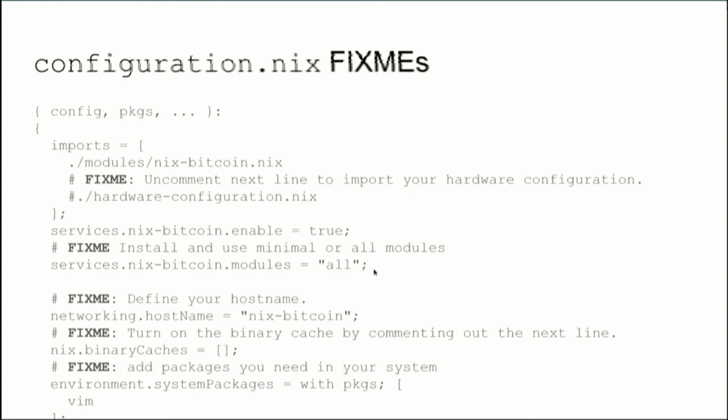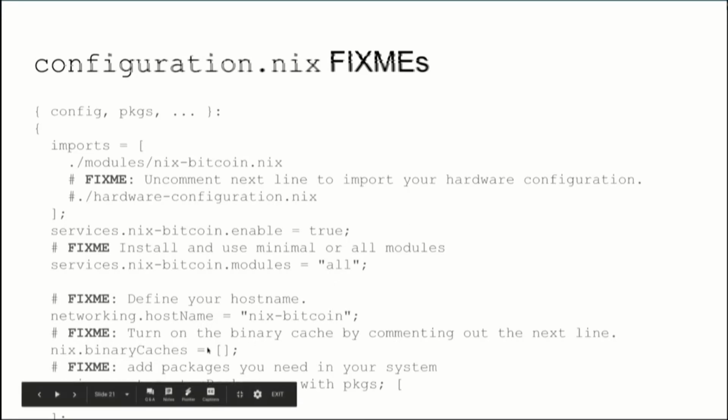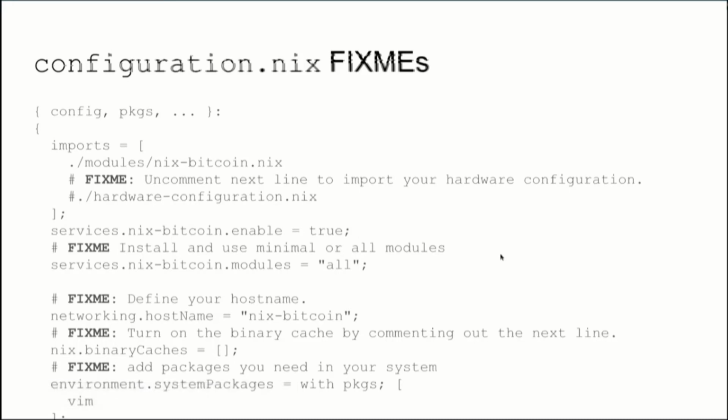So right now there's the minimal profile and the all profile. The minimal profile only installs Bitcoin D and C Lightning, while C Lightning is not listening. It's only for outbound connections, and all basically installs everything. You want to define your host name. You probably want to turn off binary caches, so by default it's turned off, such that you build from source and not download it from some build server. And then you add some packages you also want in your system, like Vim, htop, tmux, or whatever.